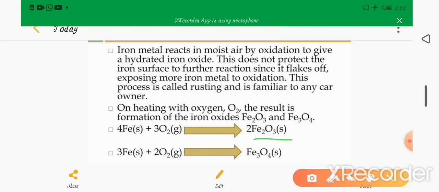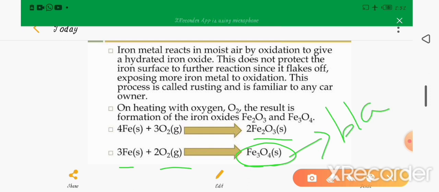First Fe2O3. Next step, you know very well, in your book it will be Fe plus O2 gives Fe3O4. This is a magnetic oxide. The color of magnetic oxide is black. So next we go to the next reaction.